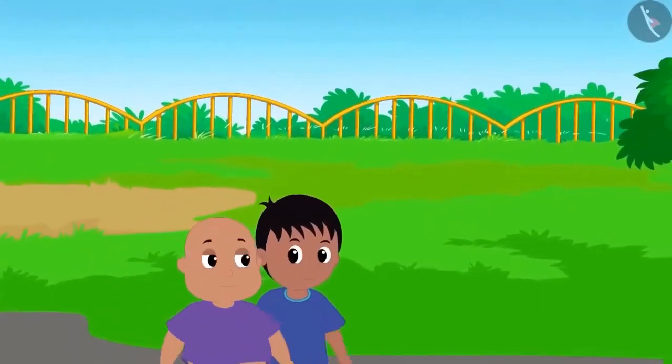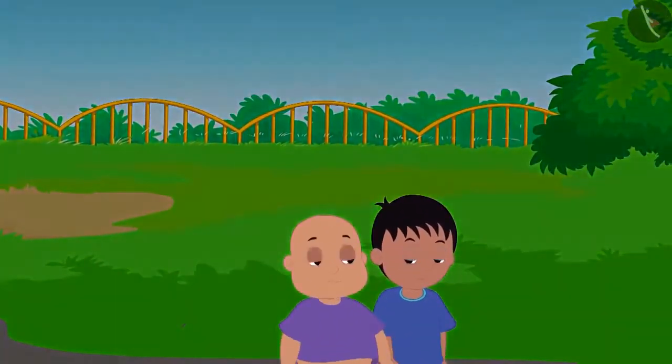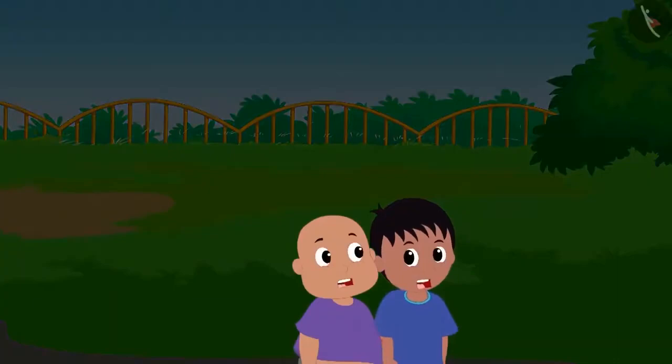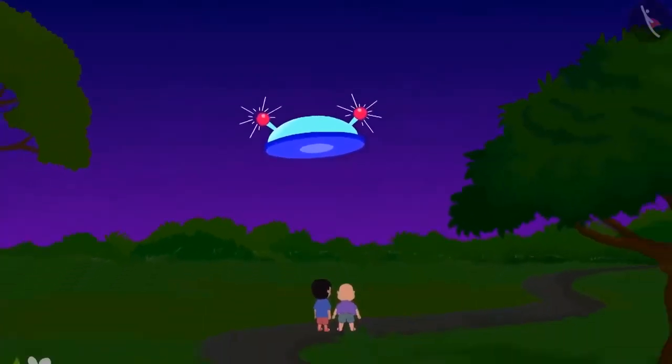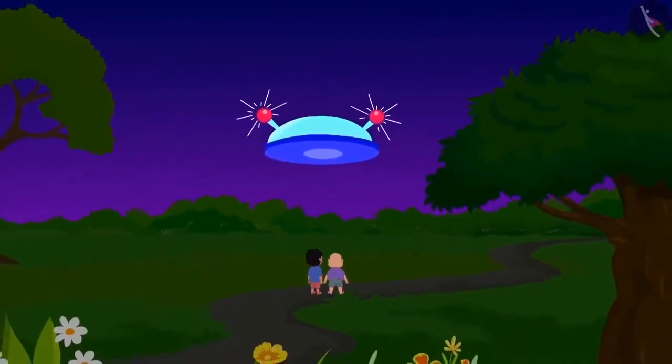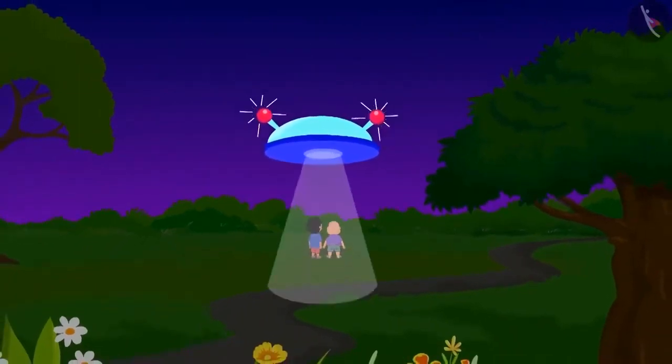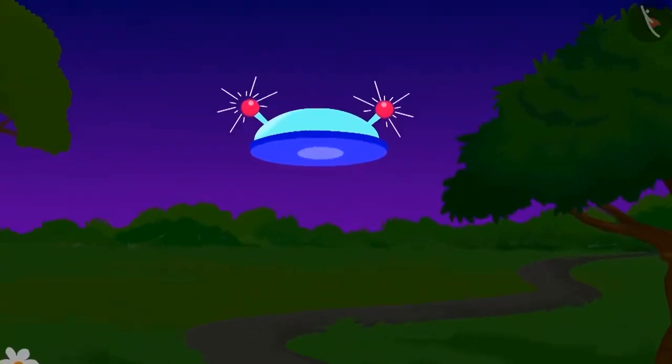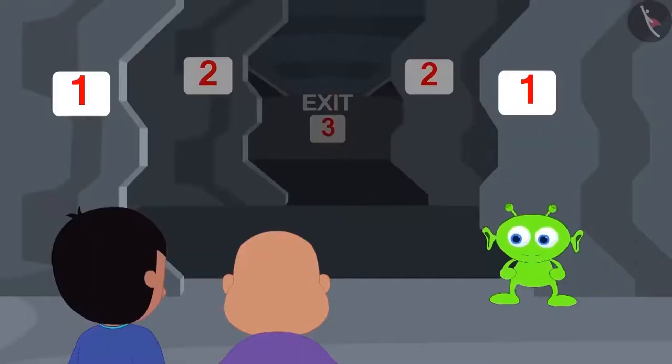Today, Raju and Bablu are walking in the park happily once again. Hey, how has it suddenly become dark? What is this? It looks like Jeev's spaceship. Oh, what is this? This time Jeev has pulled both Raju and Bablu into his spaceship.